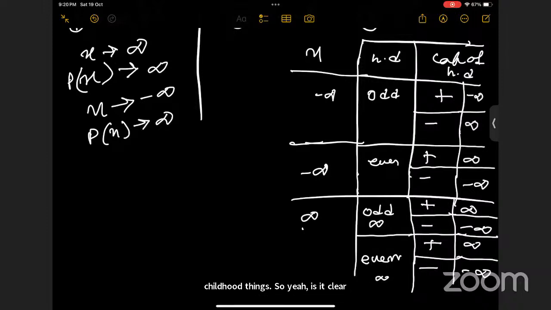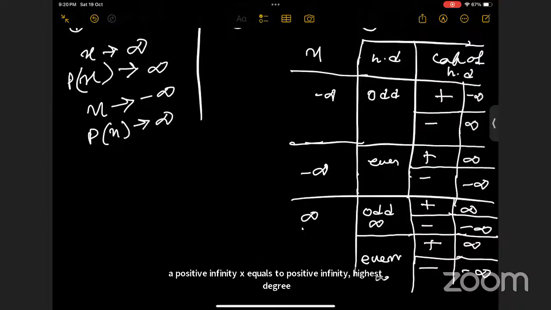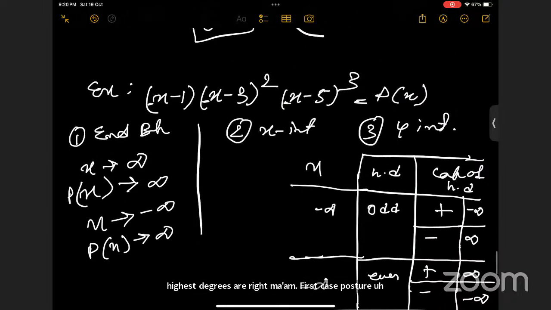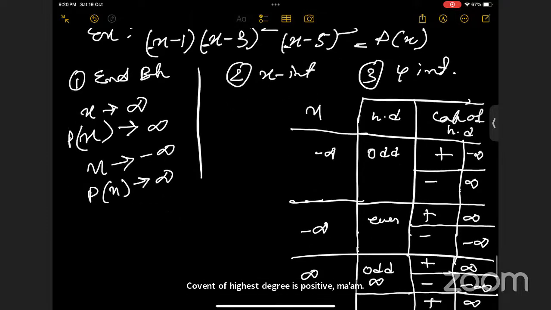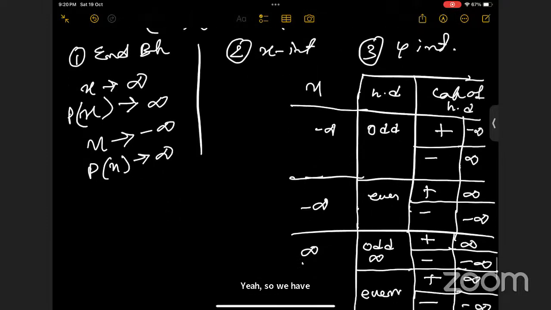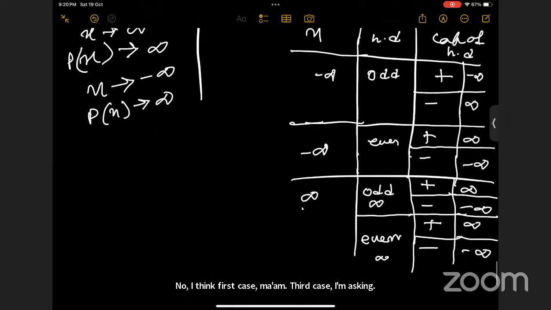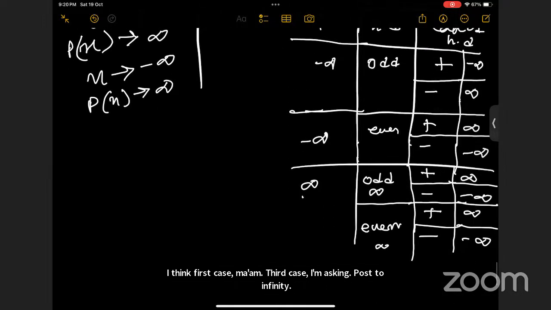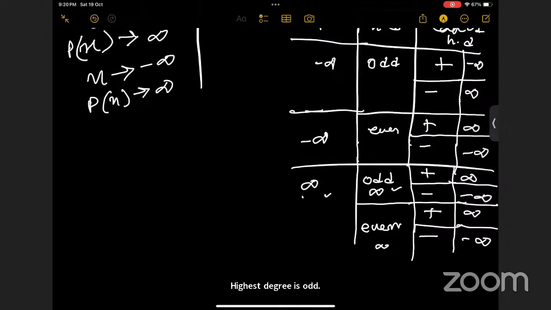Ma'am, one doubt, ma'am. Yes. In a positive infinity, x equals positive infinity, the highest degree is odd, right, ma'am? In the first case, the coefficient of the highest degree is positive. Third case, I'm asking positive infinity. Highest degree is odd. In the first case it is positive, then odd into positive is negative, right, ma'am?